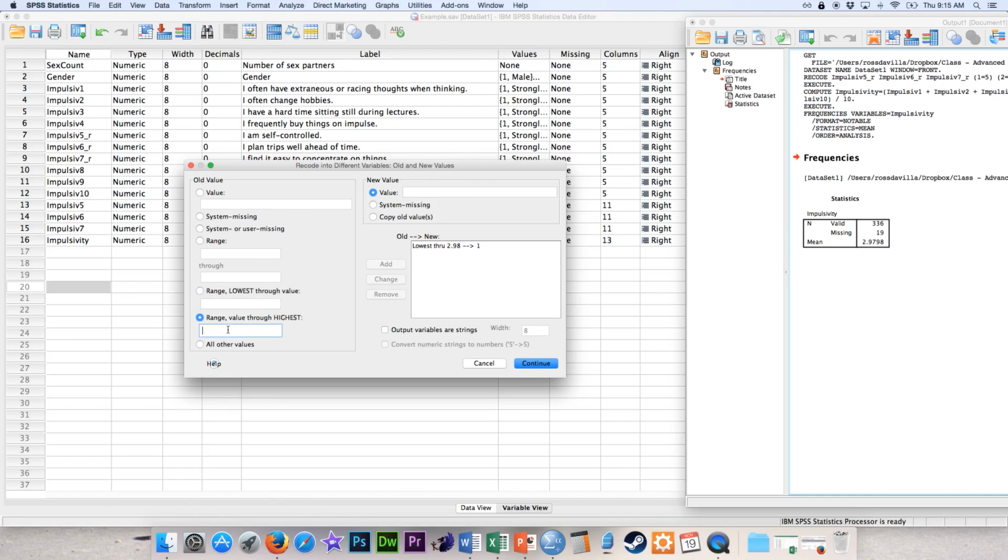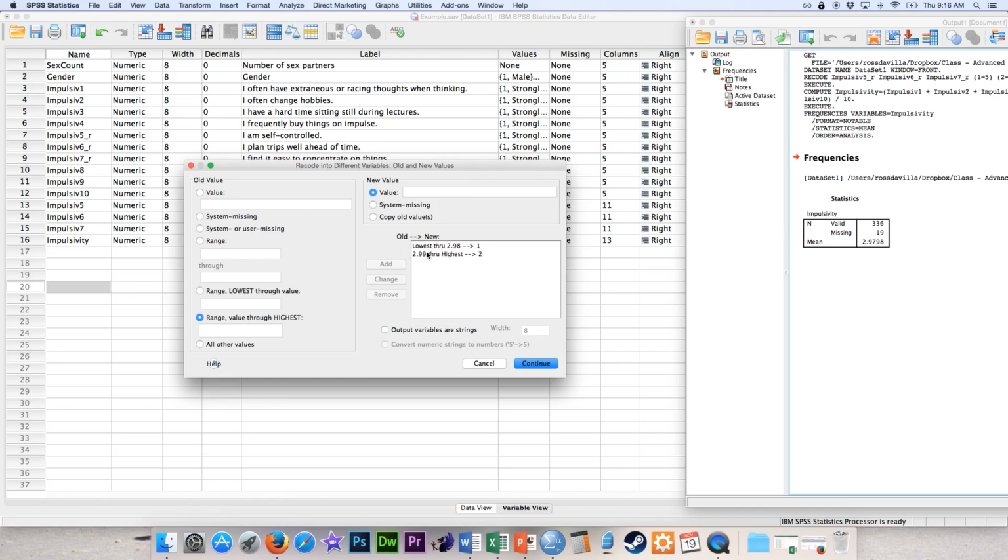And then here, go 1 decimal above that, so 2.99. We're going to convert all of that to a 2. Make sure to check off Range, value through highest for this one. Click Add, and now it says 2.99 through highest value equals 2. So basically we split everyone up. Those who are at or equal to the mean are going to be the low group, and those who are above the mean are going to equal a high group.